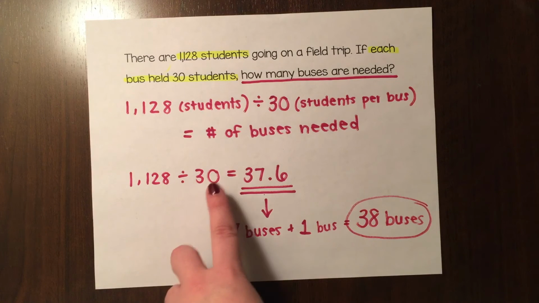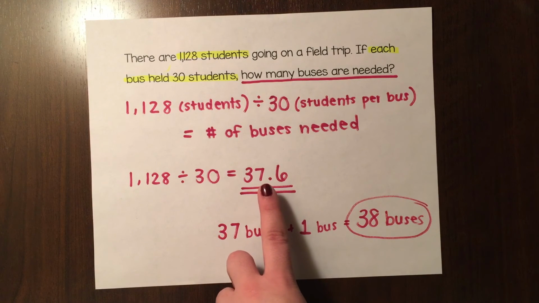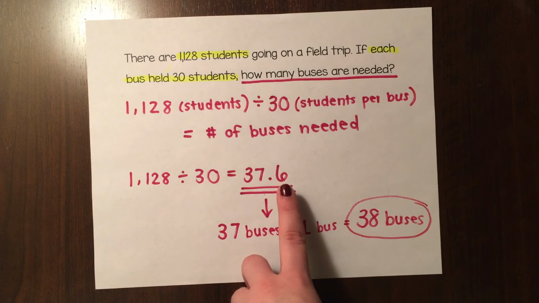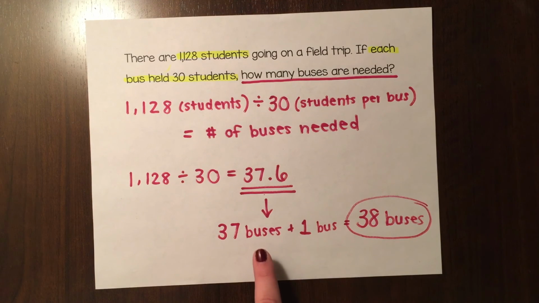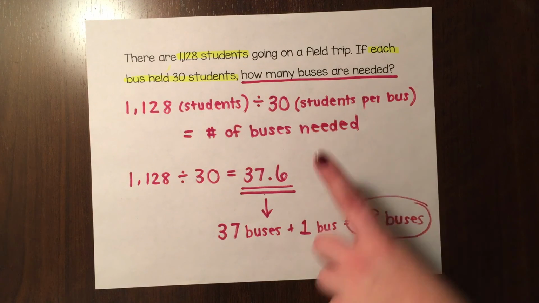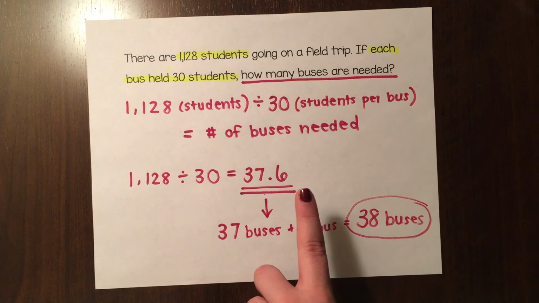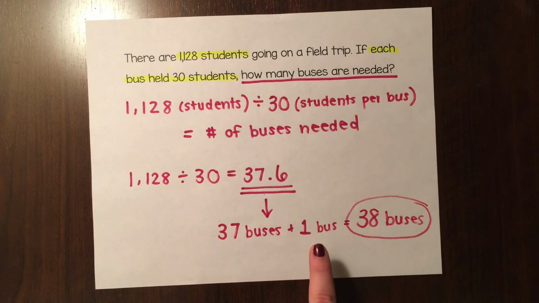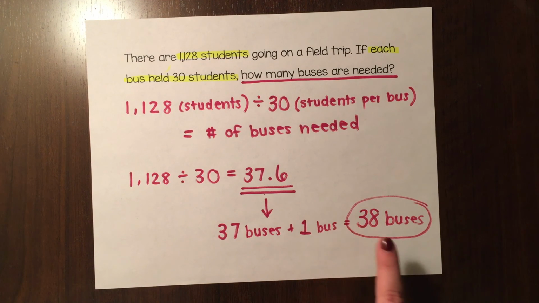1,128 divided by 30 equals 37.6. Since we can't have 0.6 of a bus, we know we will need 37 buses, and with the remainder, since those students still need to attend the field trip, we will need an additional bus. Therefore, we will need 38 total buses.